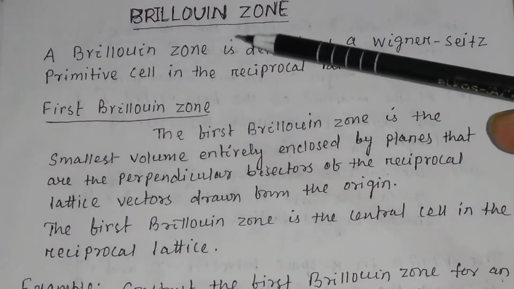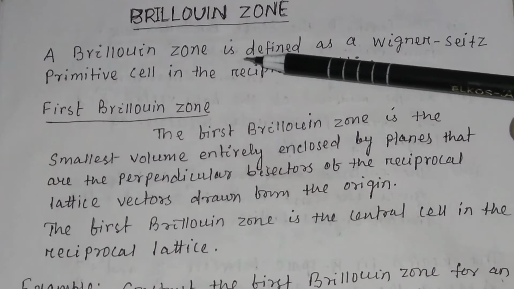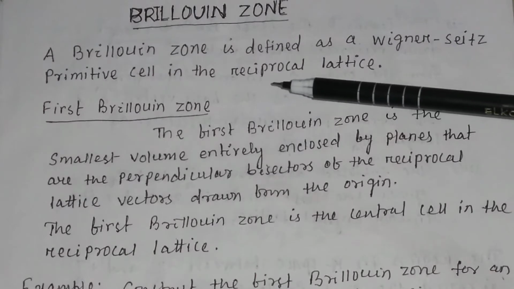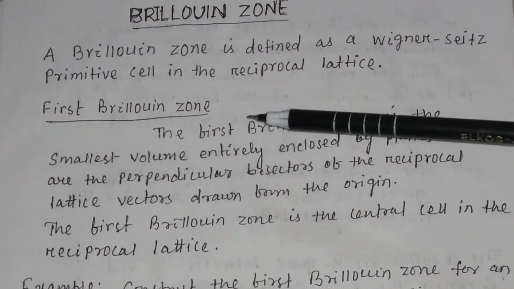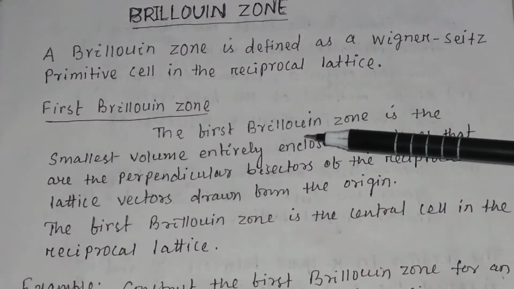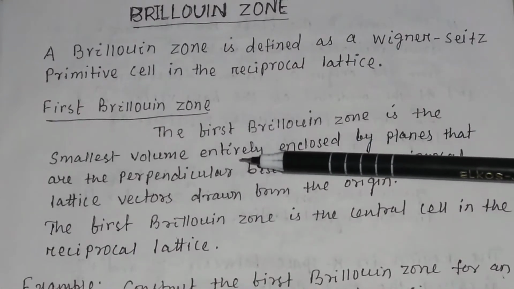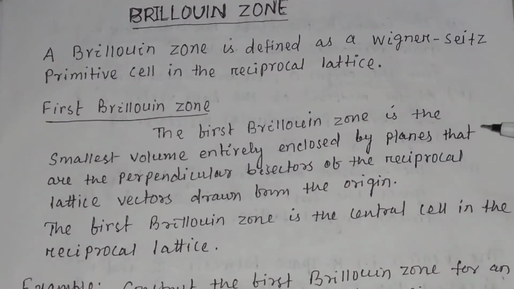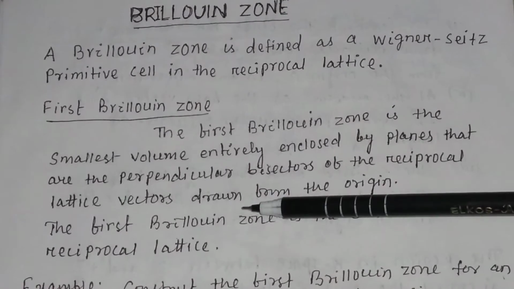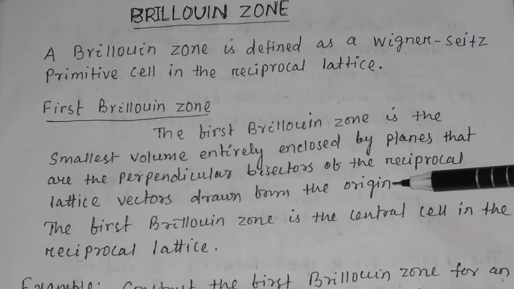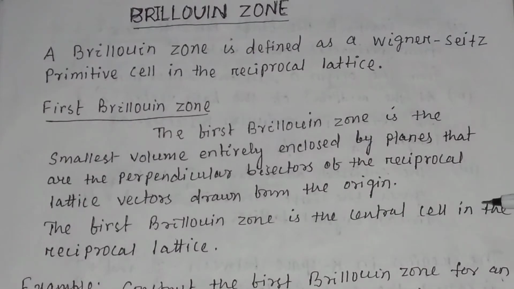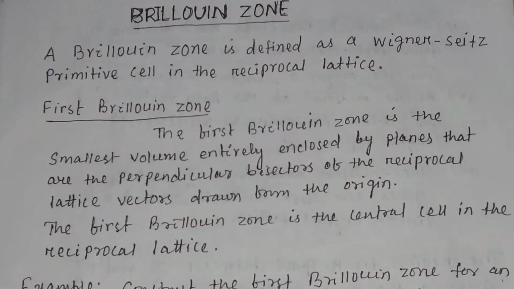Brillouin zone. What is Brillouin zone? A Brillouin zone is defined as a Wigner-Seitz primitive cell in the reciprocal lattice. Let us first discuss the first Brillouin zone. The first Brillouin zone is the smallest volume entirely enclosed by planes that are perpendicular bisectors of the reciprocal lattice vectors drawn from the origin. The first Brillouin zone is the central cell in the reciprocal lattice.